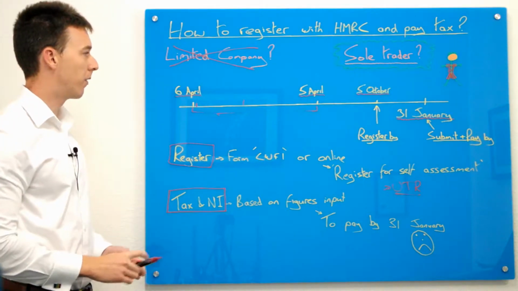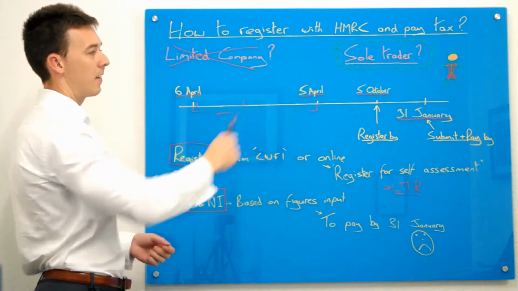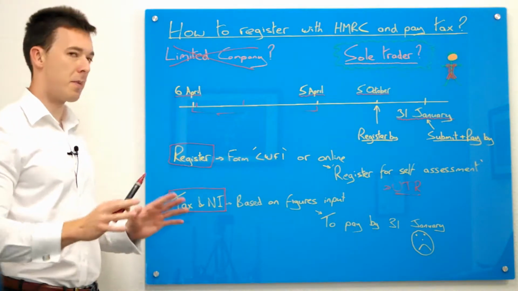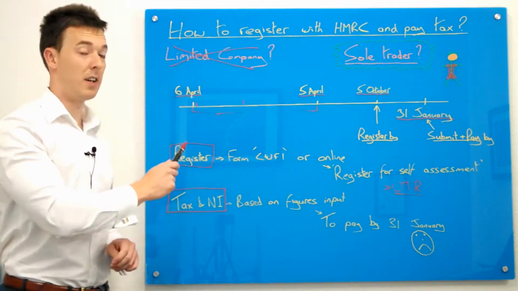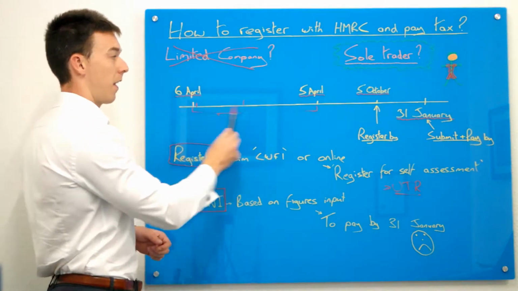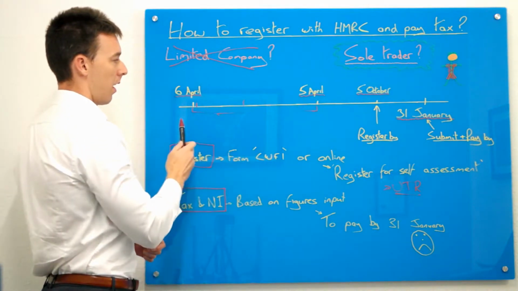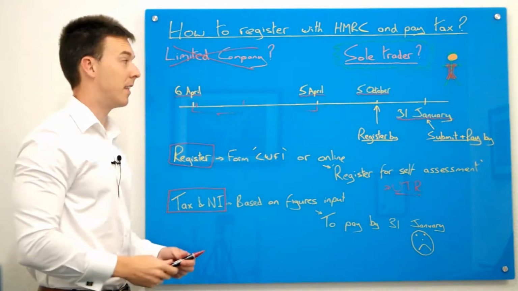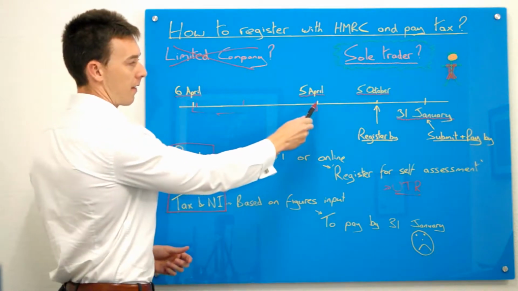Okay, so what I've done is I've just drawn up a very basic timeline, okay, with some key dates on that line. So again, going back to basics here, as a sole trader, okay, your tax year, if you like, or your figures will always be based on a tax year, which runs from 6th of April to the 5th of April every single year, okay? Now you have to register, or you have to tell HMRC that you're in business by the 5th of October following the end of that tax year, okay?